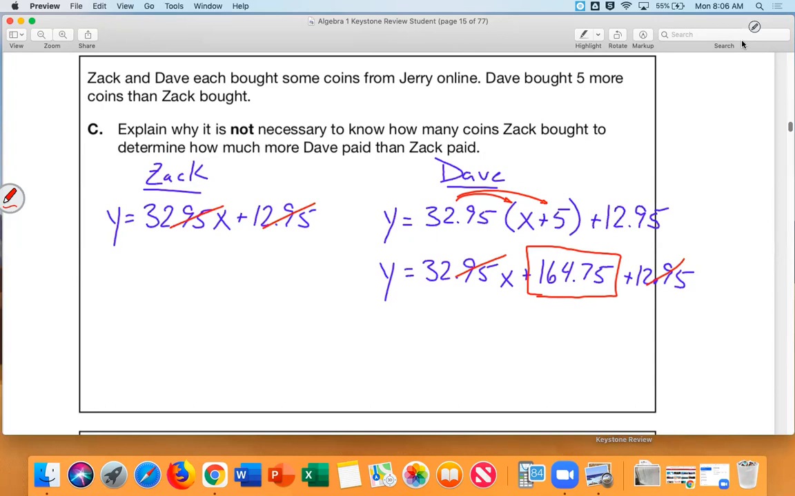So Dave paid $164.75 more because he bought 5 more coins at $32.95.